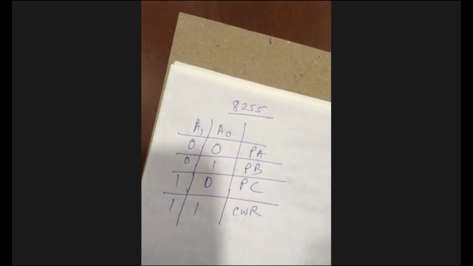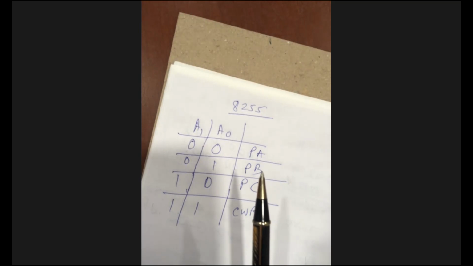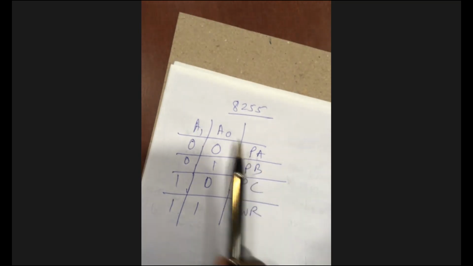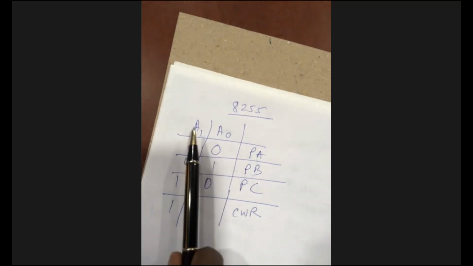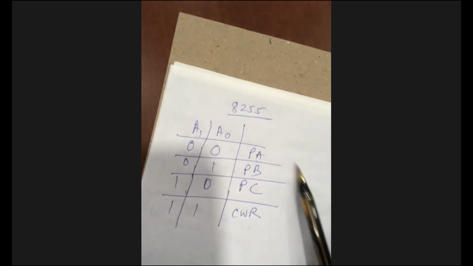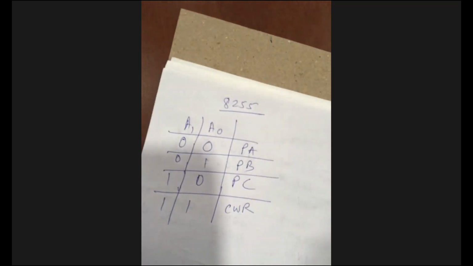00 port A, 01 port B, 10 port C, 11 CWR. Means if you want to get data from port A, or send data into port A, the value of A1 A0 should be 00. If you want to send data through port C, the value of A1 A0 should be 10. Either you transmit or receive through any kind of port, the value of A1 A0 is like that. Remember this table. Is it clear?